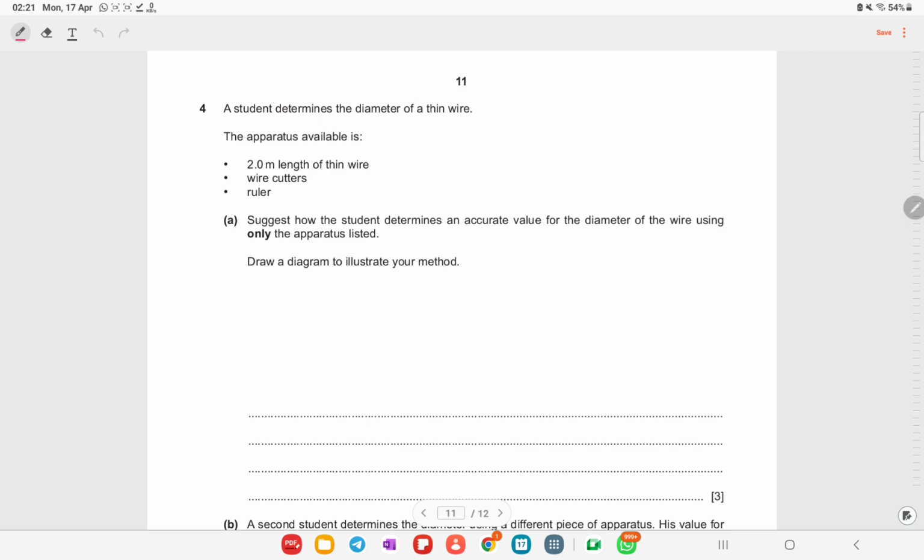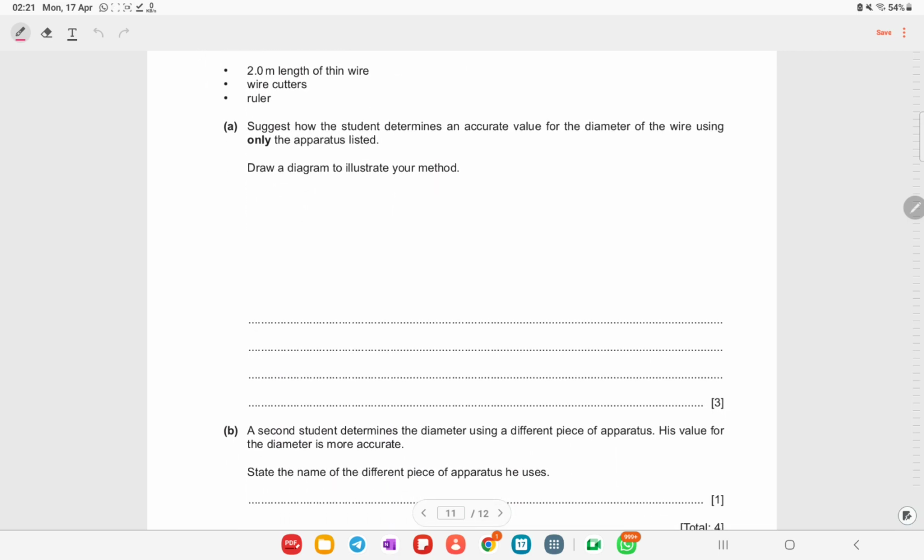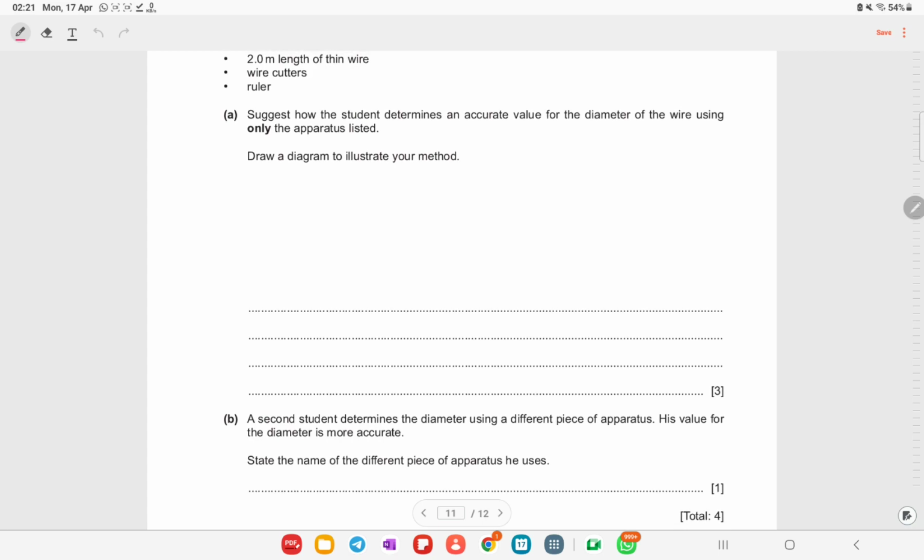A student determines the diameter of a thin wire. The apparatus available is a 2 meter length of thin wire, wire cutters, and a ruler. Suggest how the student determines an accurate value of the diameter of the wire using only the apparatus listed. Draw a diagram to illustrate your method. Okay, so for the diameter, first thing is this, like you can have a scale and you can do this. Basically there would be no gaps over here. So one method is this. I'll explain it, just hold on.